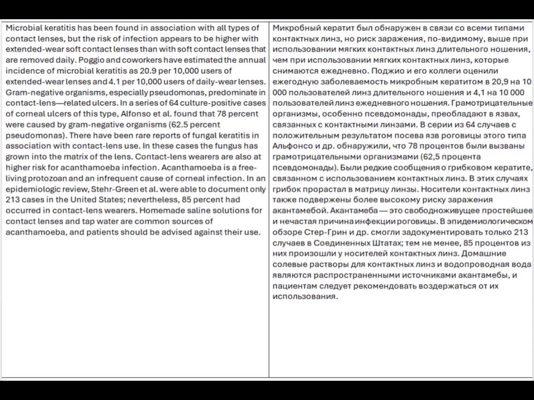There have been rare reports of fungal keratitis in association with contact lens use. In these cases, the fungus has grown into the matrix of the lens. Contact lens wearers are also at higher risk for acanthamoeba infection. Acanthamoeba is a free-living protozoan and an infrequent cause of corneal infection. In an epidemiologic review, Stehr-Green et al. were able to document only 213 cases in the United States. Nevertheless, 85% had occurred in contact lens wearers.